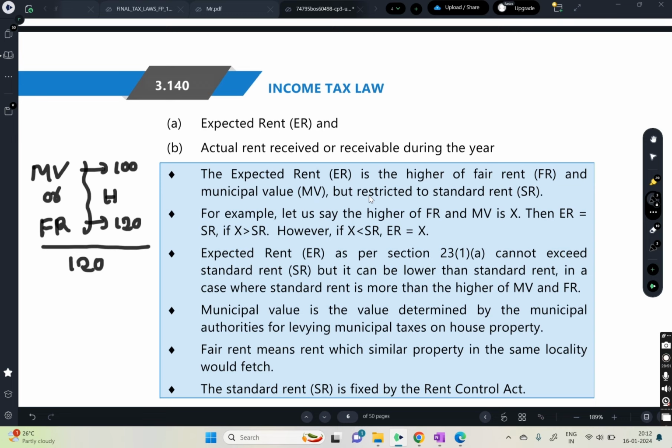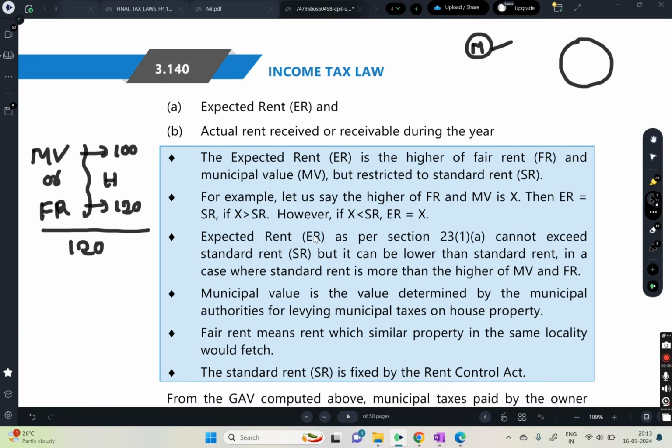Municipal value will be determined by the municipal authority. These items will be given in the question itself. You don't need to get into the definition. Fair rent means, in that particular area, in that locality, for that property, what rent you can fairly expect based on the demand and locality. Municipal value or fair rent, whichever is higher, we will find out.